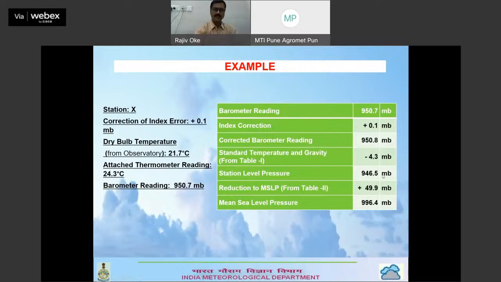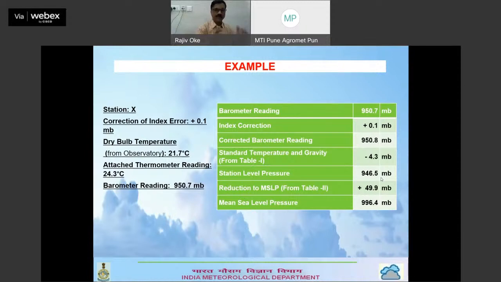Now this station level pressure, though we obtained it, is not of much importance globally, because the charts are analyzed with the mean sea level pressure. That is, the reference point is sea level. With only station level pressure, you can't analyze the chart. So that is why the pressure has to be reduced to mean sea level.